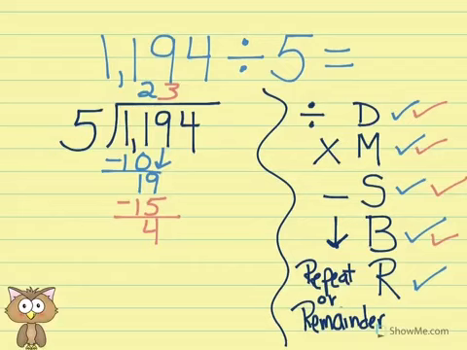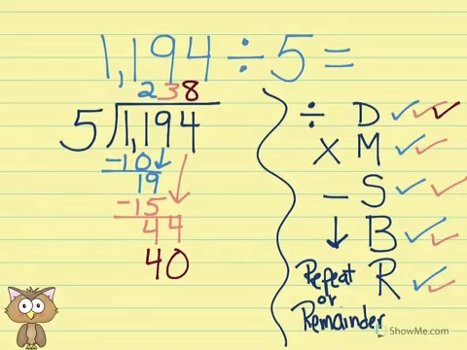Then I bring down. And after that, I decide repeat or remainder. 44 is quite a bit higher than 5, so I'm going to repeat. So I go back up to the top with divide. 5 goes into 44 8 times. 8 times 5 is 40. Next I subtract. 44 minus 40 is 4.